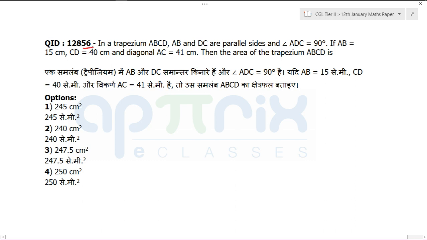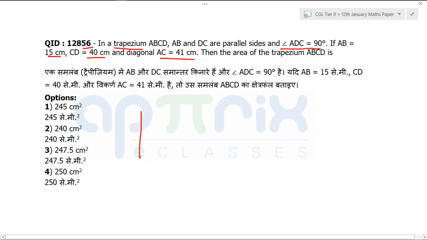Let's look at question number 56 now. In a trapezium ABCD, do not worry if it is a trapezium. Don't worry. I'll just show you how easily you can do any question. It says AB and DC are the parallel sides. Angle ADC is 90 degrees. If AB is equal to 15, CD is equal to 40, and the diagonal is given, we have to find the area of the trapezium.